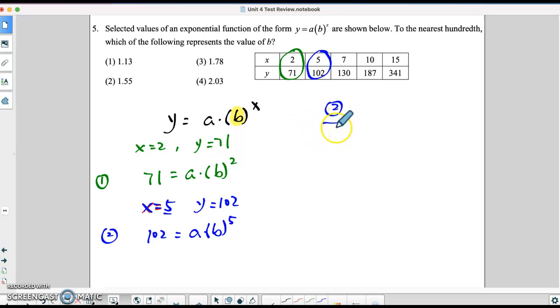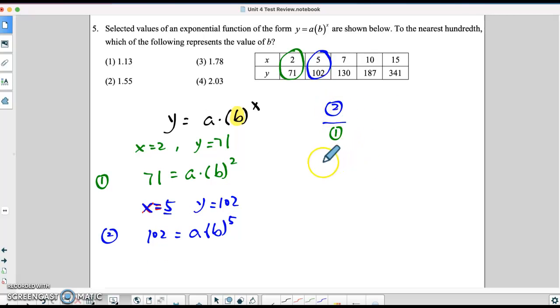I'm going to take equation 2 and divide it by equation 1. Well, you can do 1 over 2 or 2 over 1. It doesn't really matter. The reason I put the 2 on top is because I see a bigger number, right? That is easier for me.